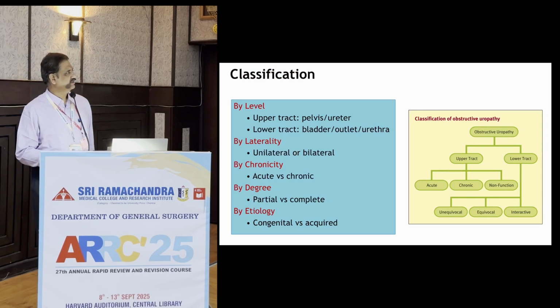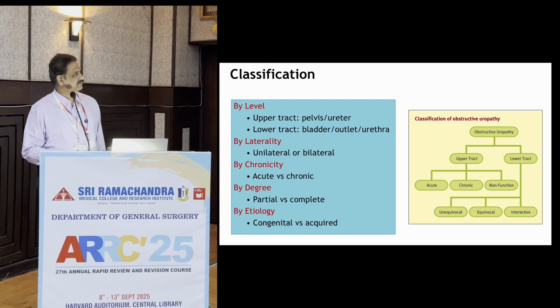I mentioned earlier, we can classify obstructive uropathy based on the level of obstruction. It may be at the pelvis or the pelviureteric junction, which is called a PUJ obstruction, a congenital condition where there is an aperistaltic segment at the level of the pelviureteric junction, which can cause a functional obstruction. So obstruction can be at the level of the upper tract or the lower tract.